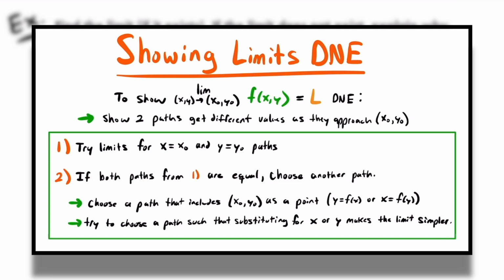Okay, so if you can do that for the x equals x sub 0 and y equals y sub 0 paths, then you're done. But if those two limits give you the same value, if both paths from step 1 are equal, then you need to choose another path.